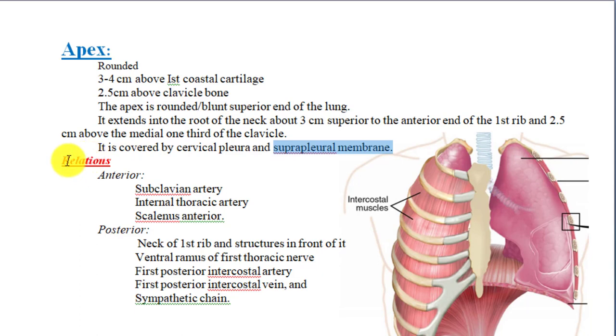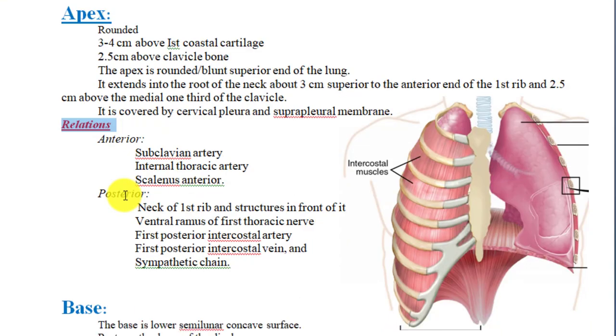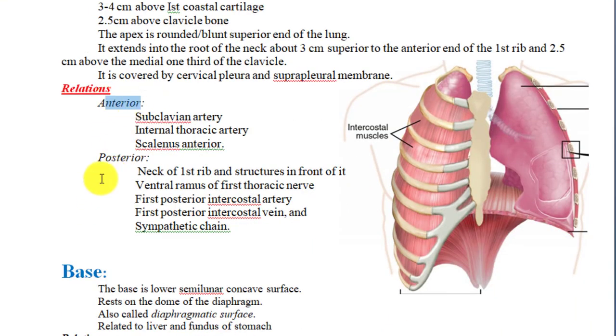Then what are the relations of the apex of the lungs? Relations of the apex of the lungs: the anterior relations and the posterior relations. Anterior to the apex of the lungs there are the subclavian artery, internal thoracic artery, and scalenus anterior muscle, right? So these three important structures are present anterior to the apex of the lungs.